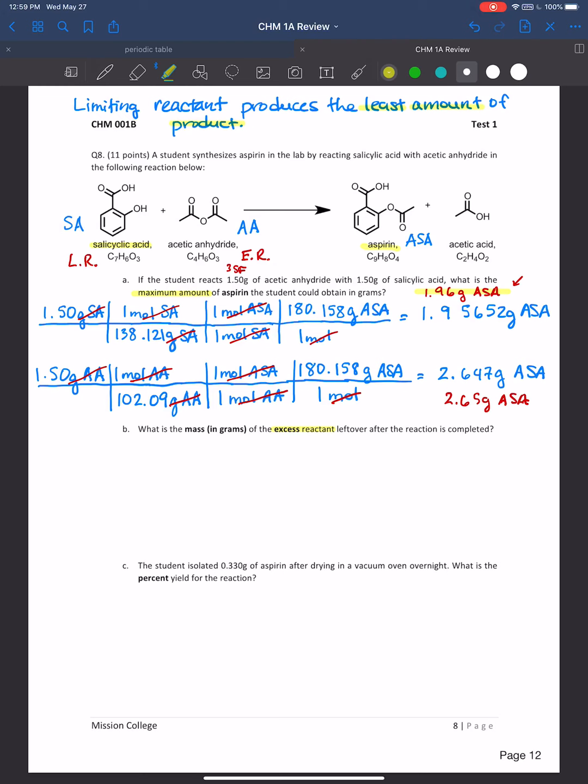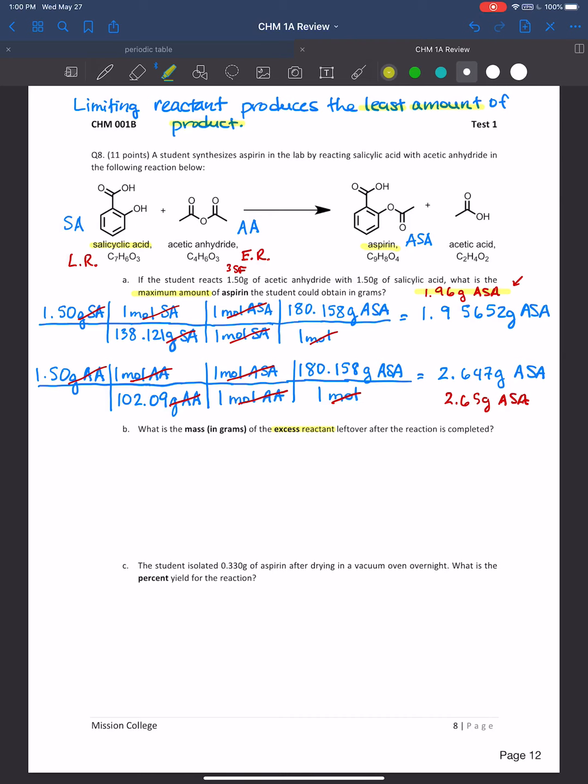Acetic acid is a liquid, and aspirin is not super soluble in water, and so you could filter out the aspirin from any acetic acid or acetic anhydride that may be left over. And so it's important that we understand that, so we find a way to purify our product from any unreacted reactants or byproducts, in this case acetic anhydride and acetic acid.